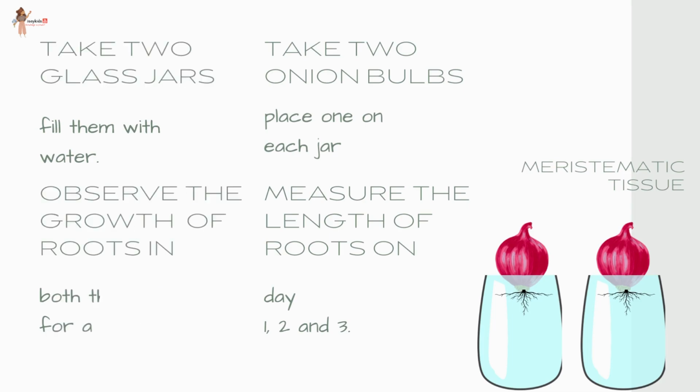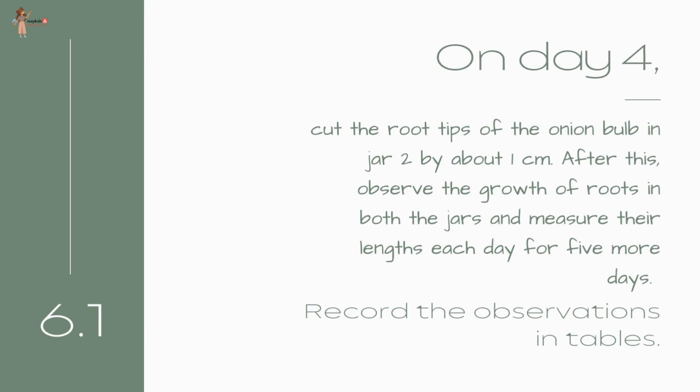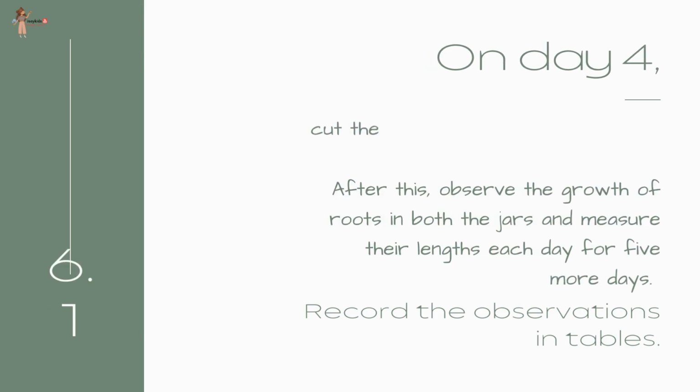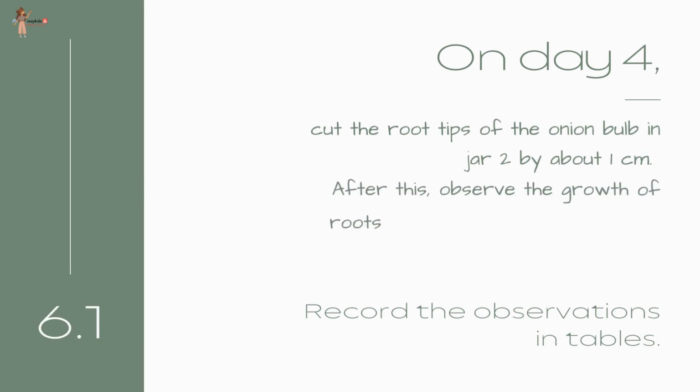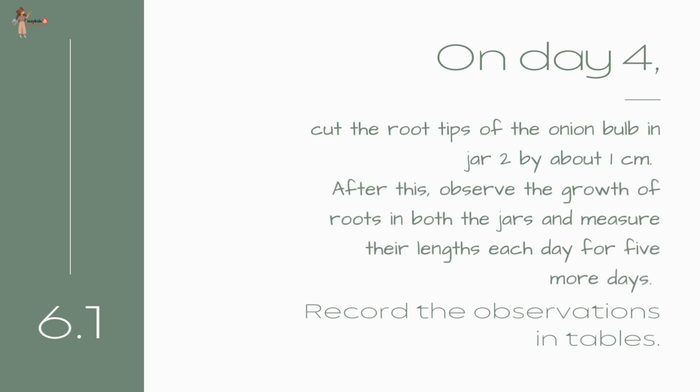Observe the growth of roots in both the bulbs for a few days. Measure the length of roots on day 1, 2, and 3. On day 4, cut the root tips of onion bulb in jar 2 by about 1 centimeter. After this, observe the growth of roots in both the jars and measure their lengths each day for 5 more days. And record the observation in a table.